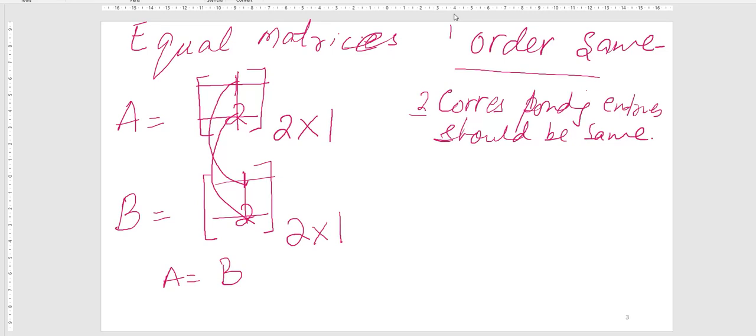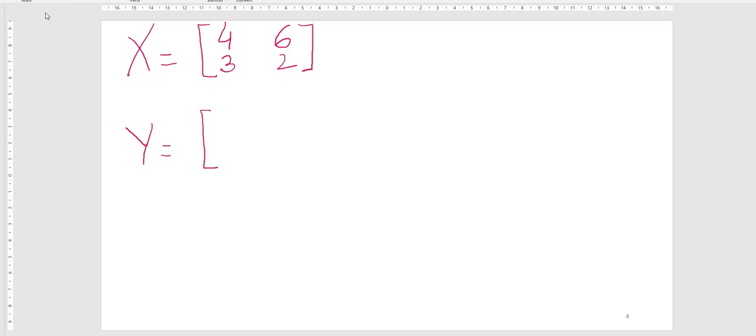Both matrices are same. Now I will give you one more example. Suppose we have another matrix. Here I will use the letter X. X is equal to 4, 6, 3, and 2. And we have one more matrix. Suppose we have here 2 plus 2, 3 plus 0, 2 plus 4, and 1 plus 1.